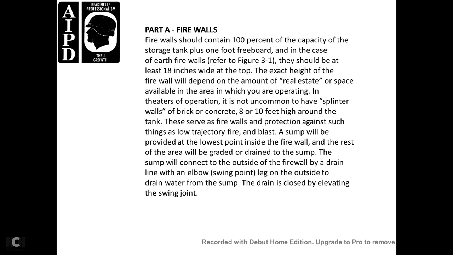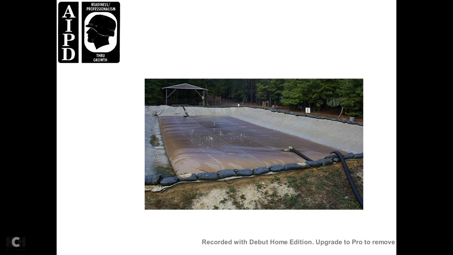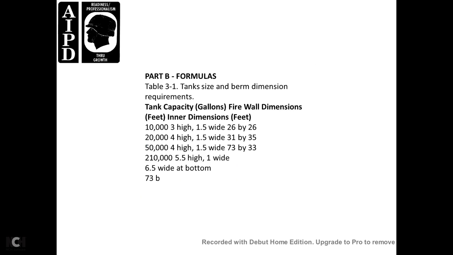The rest of the area will be graded and drained to the sump. The sump will drain to the outside of the firewall by a drain line with an elbow swing joint on the outside, which drains water from the sump, and the drain is closed by elevating the swing joint. Alright, this shows the berm of the firewall.